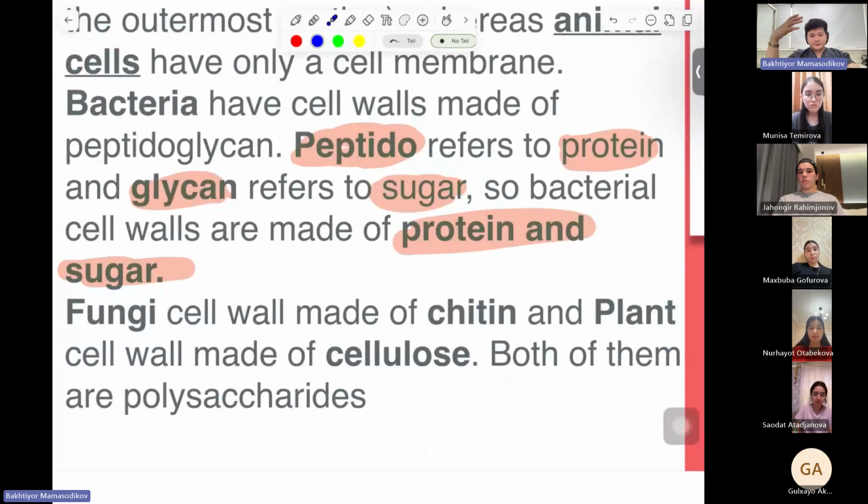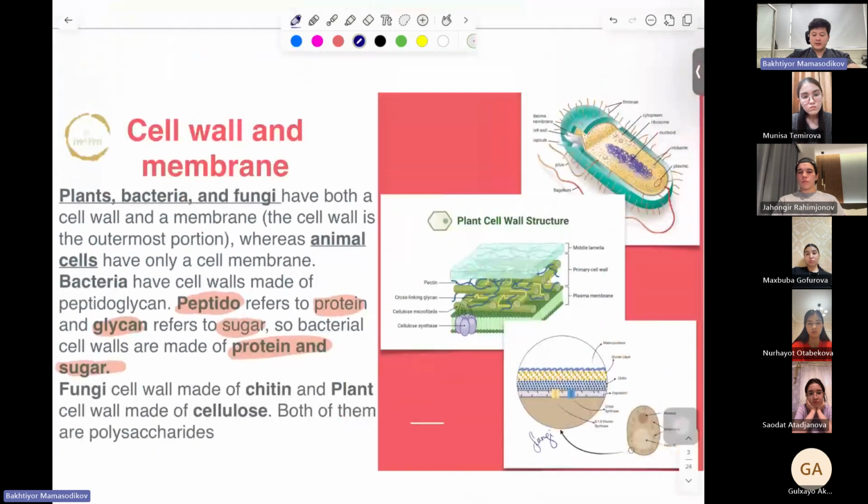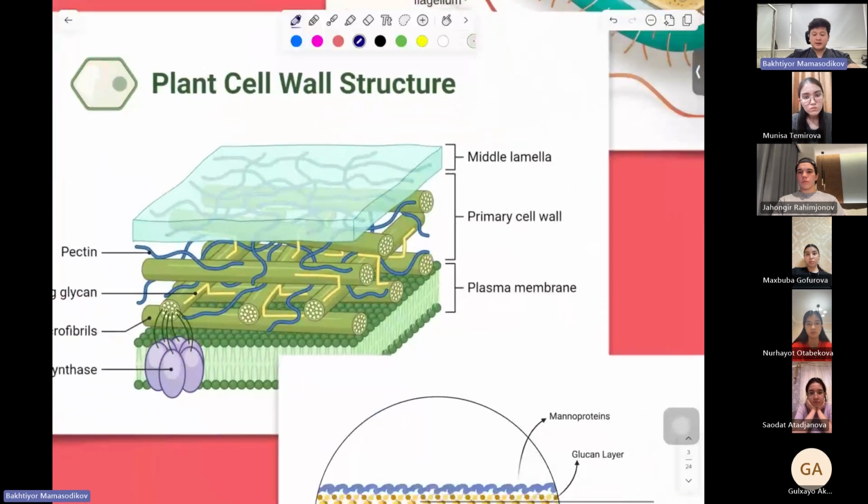Fungi is an organism. Its cell wall is made of chitin. Let's look at the fungal cell wall. As you can see here, they have the cell membrane. Imagine this is the cell membrane. And above the cell membrane, we have a cell wall structure, which is called chitin. Okay, this is chitin, the cell wall of fungi. This is fungi, and the cell wall of the fungi is chitin.